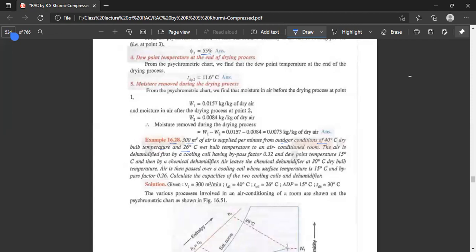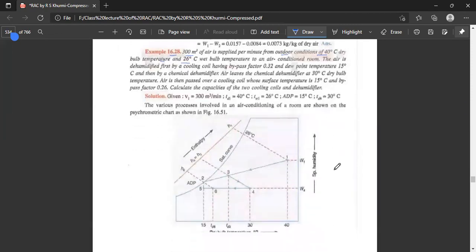The wet bulb temperature of the incoming air is 26 degrees centigrade. The apparatus dew point is 15 degrees centigrade, and the dry bulb temperature at point 4 is 30 degrees centigrade, where air leaves the chemical dehumidifier. This process is involved in air conditioning a room, as shown here.